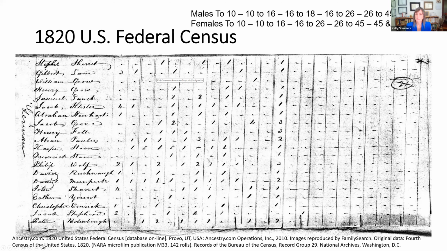So that was 16 to 18, and then 16 to 26, and 26 to 45, where Gilbert is going to fit. And then we have some blank ones, and then we have another one over here, and that will probably represent his wife. So that's how you would read this. I typically see that double line between the males and females, and I suspect that one is right here, but this particular census taker did not create that double line.